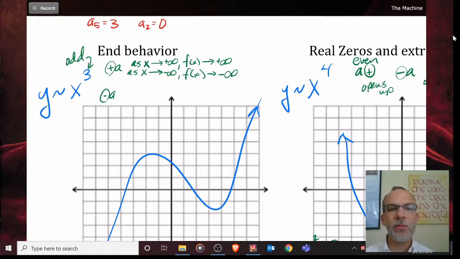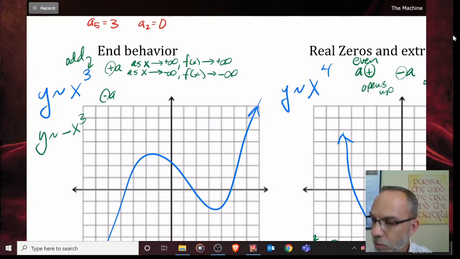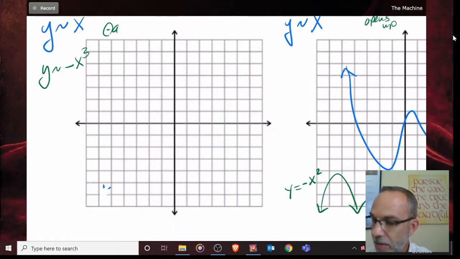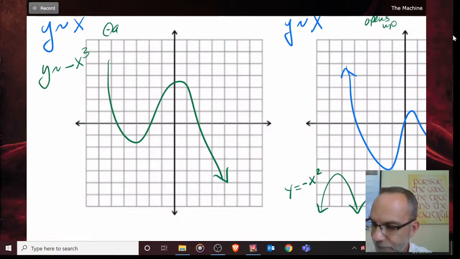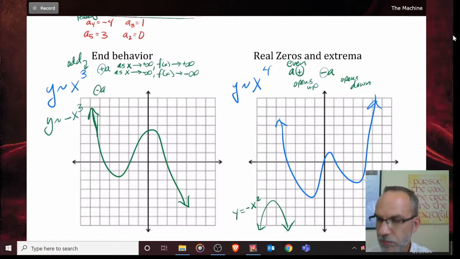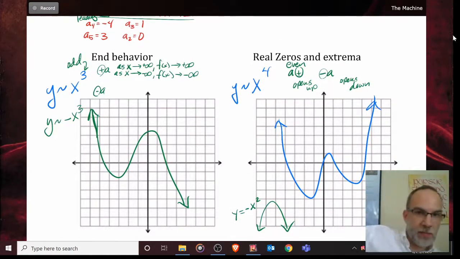So that's end behavior for x cubed. What about if it's got a negative a? What if I said something about y, y somehow related to negative x cubed? Well, it would switch. So the graph would look something like this. It goes from like this to that.